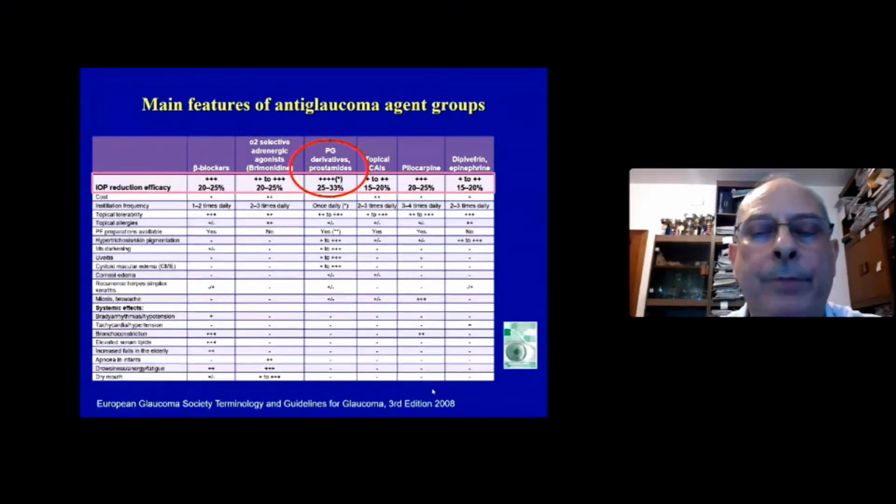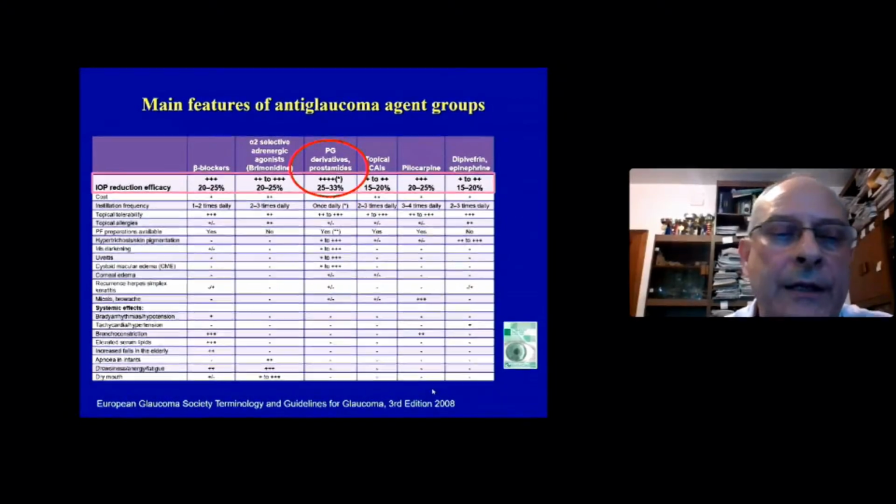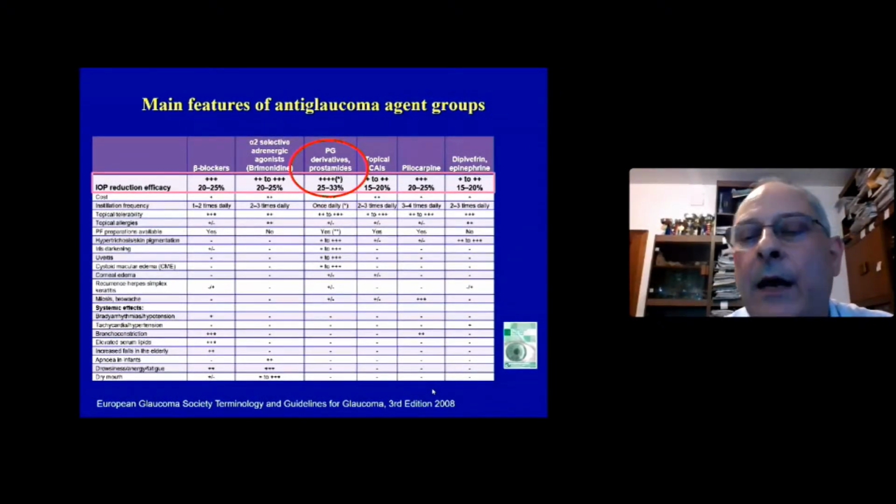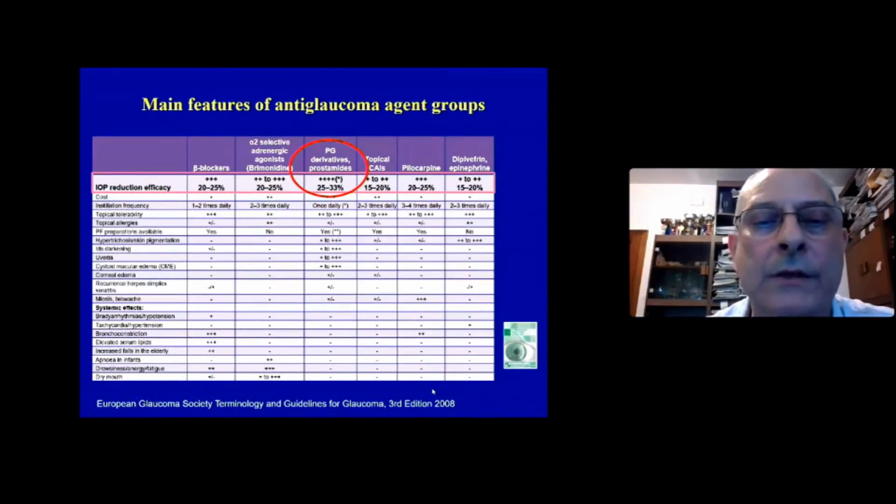In order to appropriately select the primary monotherapy, we have to see this very basic review of the classic medications, and you can see that prostaglandin derivatives provide the highest percentage IOP reduction from untreated higher IOPs. It's around 30%. Once a day medication, which is very convenient for the patient.